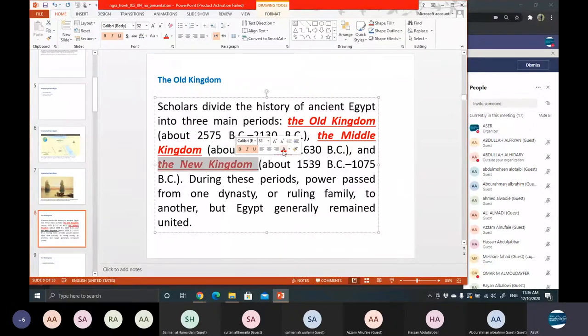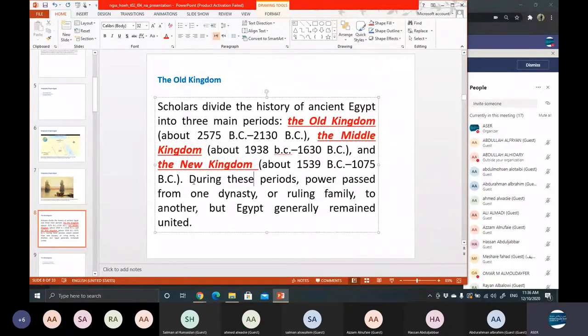So we have three kingdoms in ancient Egypt, but we have approximately 25 dynasties. We just divide the whole history of these dynasties into three kingdoms: the old one, the middle one, and the new one. So when I ask you in the final quiz or the exam, how many kingdoms did we have in ancient Egypt? The answer is three kingdoms.